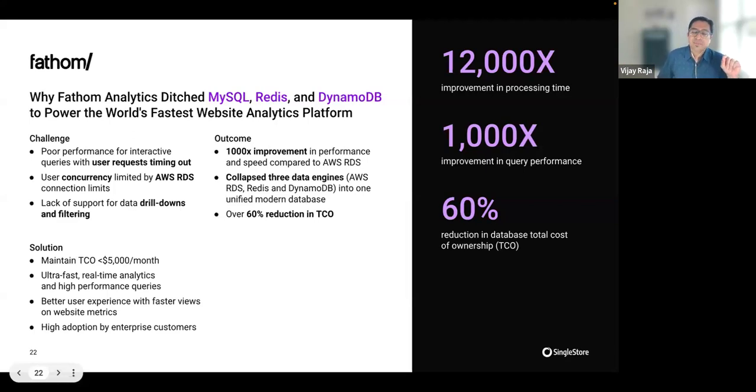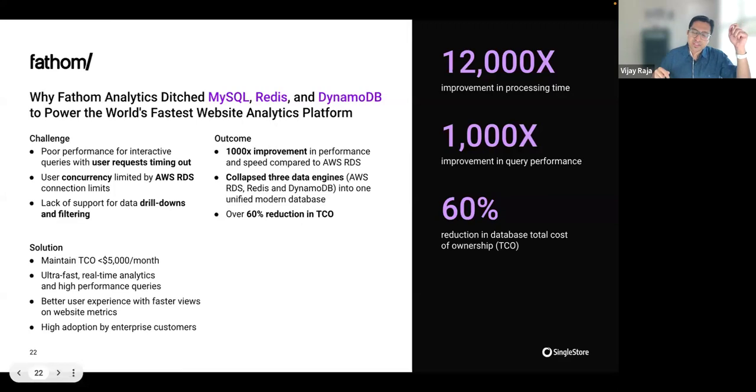But here's the kicker. What Fathom found was that once they replaced MySQL, they said, you know what? I don't need this whole Redis cache. SingleStore has the in-memory layer. It's super fast. You don't need a Redis cache. I don't need DynamoDB or a NoSQL database for my JSON data. SingleStore is a multi-model database. It can handle JSON, it can handle time series, it can handle multiple other data types. So guess what? They ended up replacing MySQL, Redis, and DynamoDB, incrementally. First they started with MySQL, then they got rid of MySQL and Redis, and then it was Dynamo, eventually achieving about a 60% reduction in TCO.